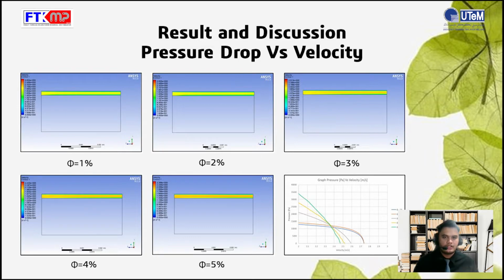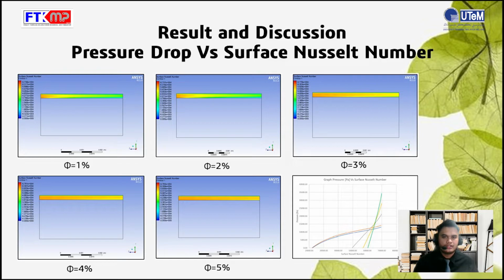Next, we look at the pressure drop graph related to the velocity. As you can see, as velocity increases, the pressure drop decreases. In a moving fluid, velocity and pressure are inversely related to each other. As the velocity of the fluid increases, the pressure falls, resulting in an overall reduction in pressure over the length of the microchannel. Next, we go to the surface Nusselt number contour result.